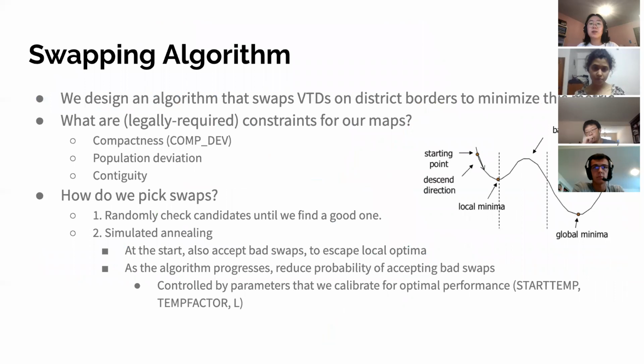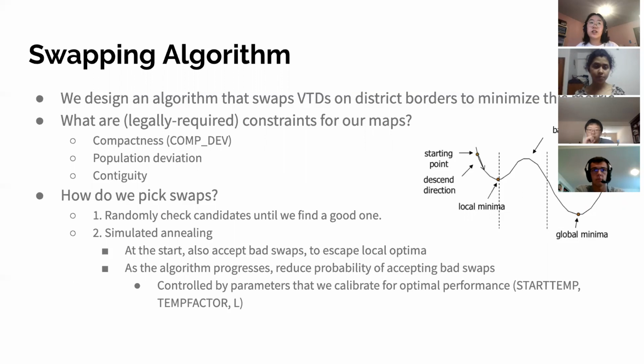So when it comes to applying our swapping algorithm, we take in an original map, and then our algorithm swaps voting tabulation districts on the district borders to minimize our gerrymandering metric. VTDs, there are 2,690 in North Carolina. They're the smallest level of collected electoral data in the US. So in terms of our swapping algorithm, we have three legally required constraints. We try to maintain compactness and population deviations within certain bounds, and then we try to maintain contiguity throughout all of our districts, regardless of our swaps.